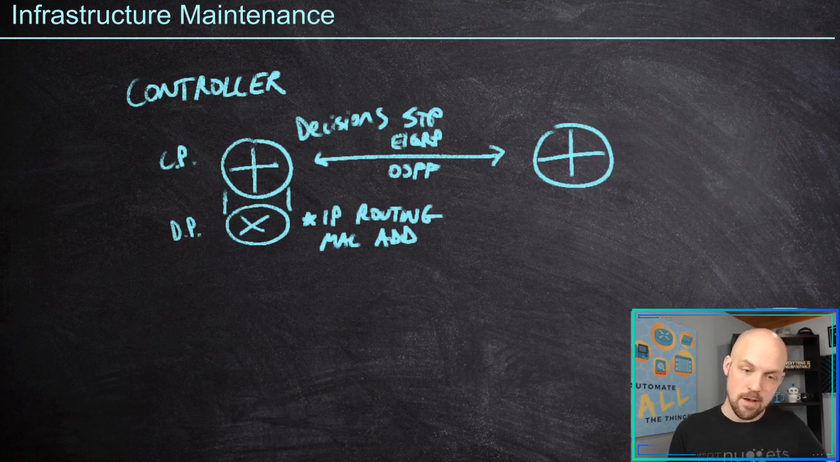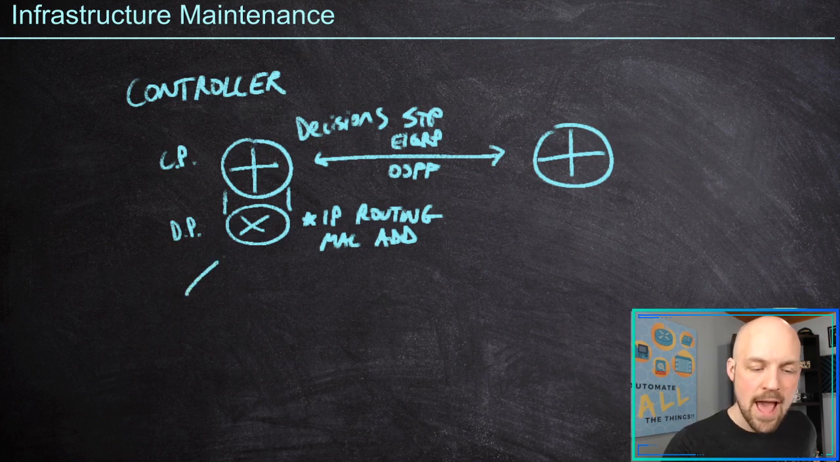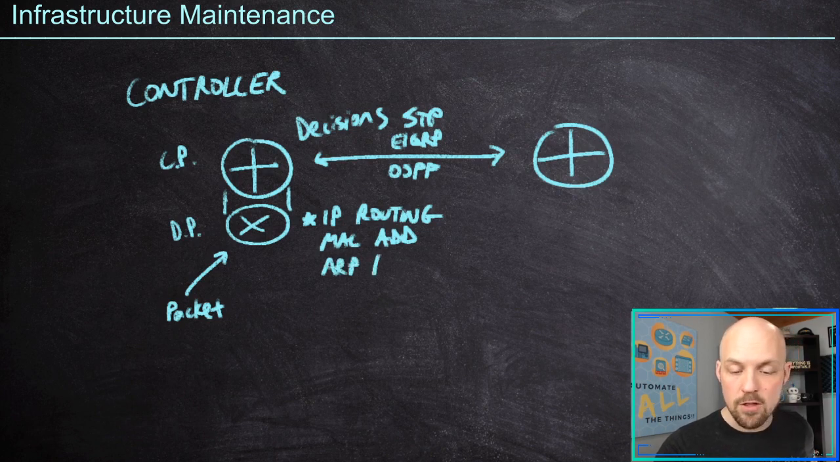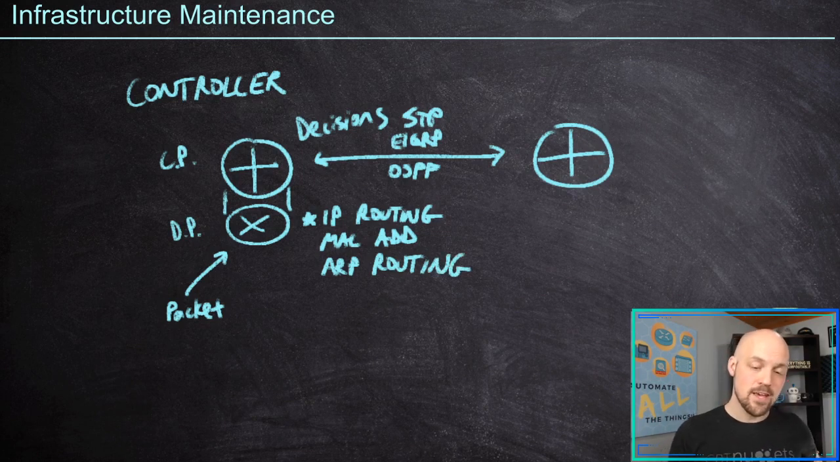Multicast, PIM adjacencies, all these things, the decision at this point has already been made. So when a packet comes in, I'm going to check my IP routing table. ARP table would be another one, right? I'm going to check all of these tables, all of my data points, make a decision, and send it out according to that information.